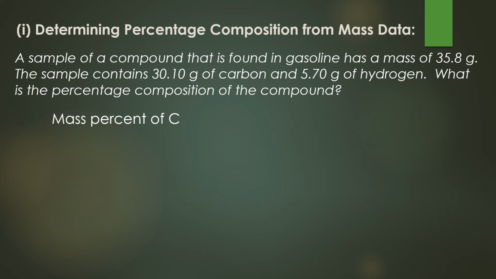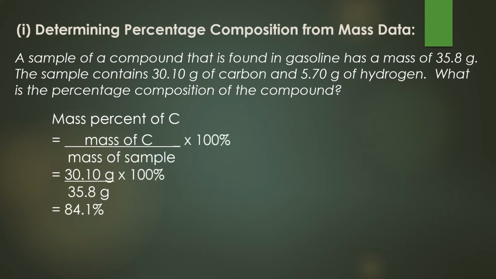So first of all, you calculate the mass percent of carbon. Again, you can pause the video and try this on your own. But we do know that the mass of carbon will be divided by the total mass of the sample times 100%. We are given that the sample contains 30.10 grams of carbon. The total mass is 35.8 grams. Multiply by 100%, and you get 84.1%. Again, notice the significant digits. The mass of carbon has 4 significant digits. The total sample of 35.8 only has 3, so your answer only has 3.